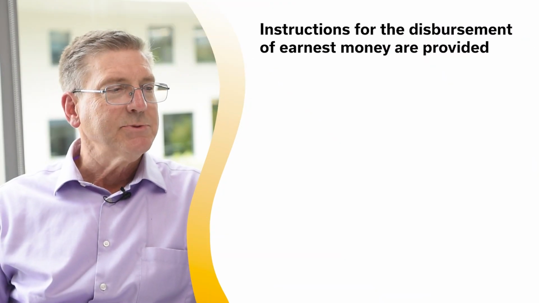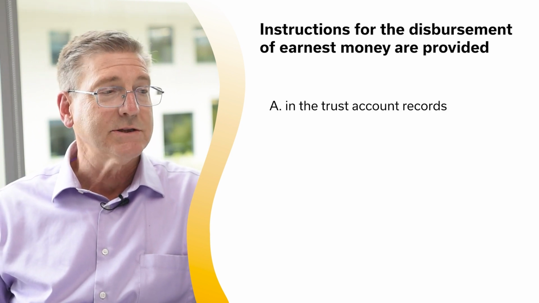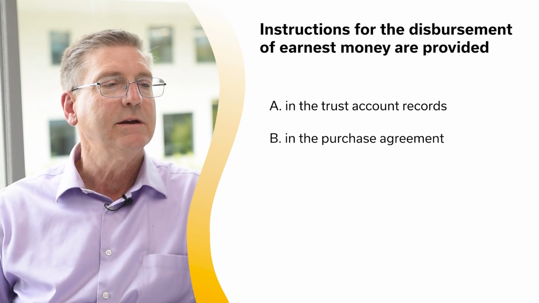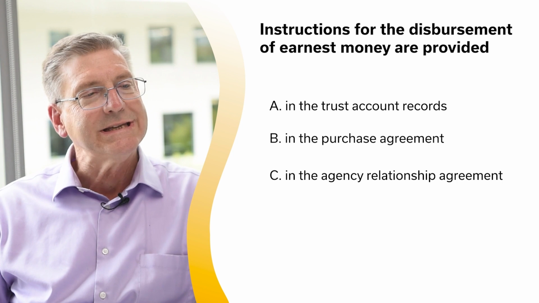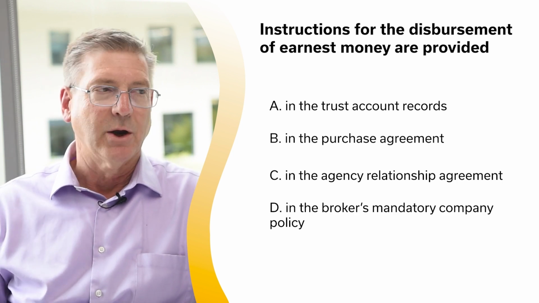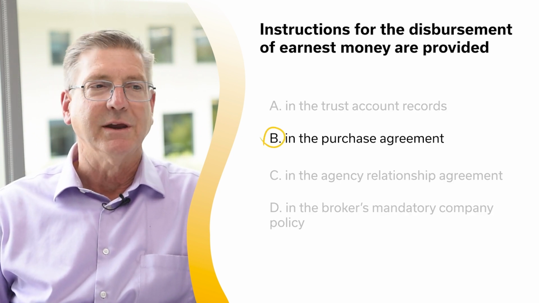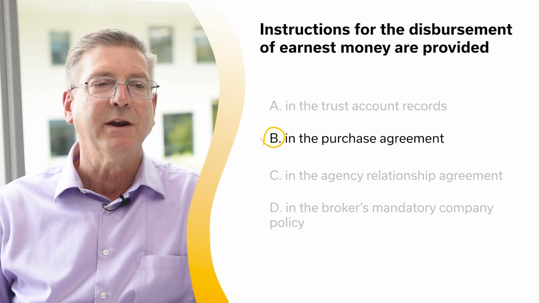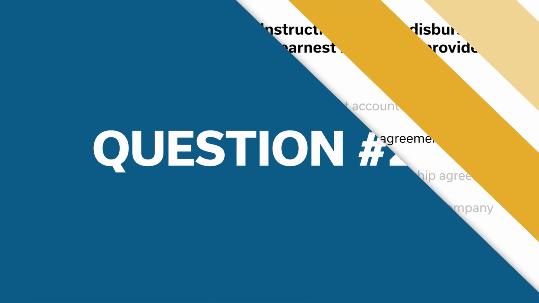Instructions for the disbursement of earnest money are provided: A, in the trust account records, B, in the purchase agreement, C, in the agency relationship agreement, or D, in the broker's mandatory company policy. The correct answer is B, in the purchase agreement. All purchase agreements must include instructions for the disbursement of earnest money and may include instructions for handling disbursement disputes.